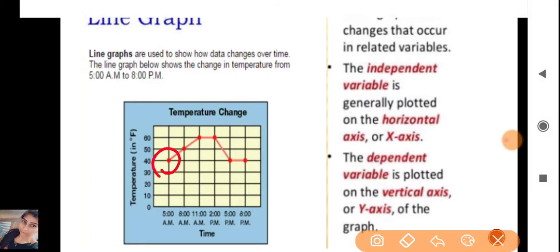Some dots are made over here. These are the points which are representing the different values. And when we join these points, we make certain lines. So that is why this is called a line graph. So what are line graphs? When we join certain points, we get a line, and this line is called a line graph.